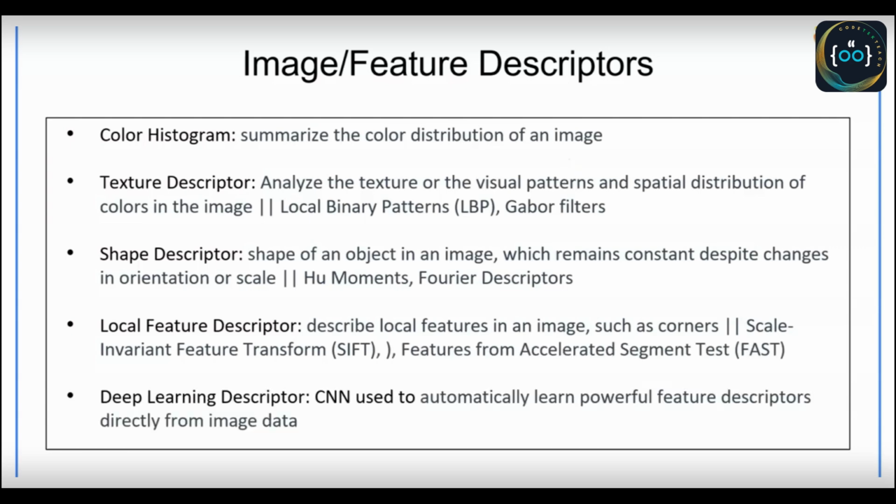Deep learning descriptors are another useful technique. With the rise of deep learning, convolutional neural networks have been used to automatically learn powerful feature descriptors directly from image data, outperforming many traditional methods on a wide range of tasks.